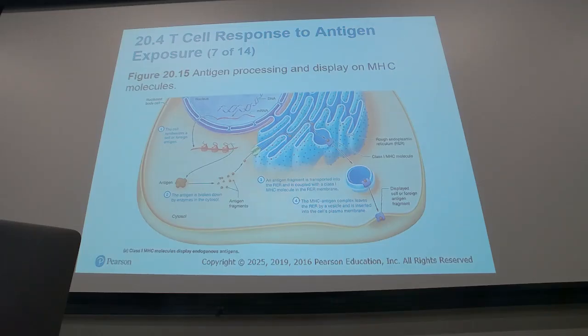So that a cell of the immune system can respond to this. So this is what we call antigen processing. So first you have a large antigen, and then it's being broken down into small pieces, and only that big piece, that important piece, will go into this MHC1.